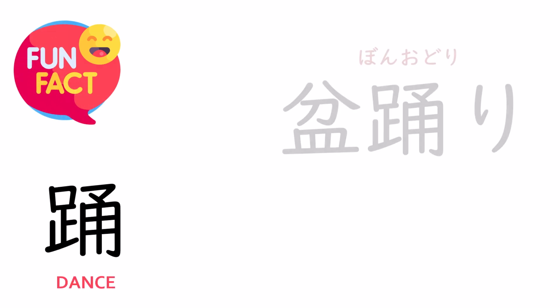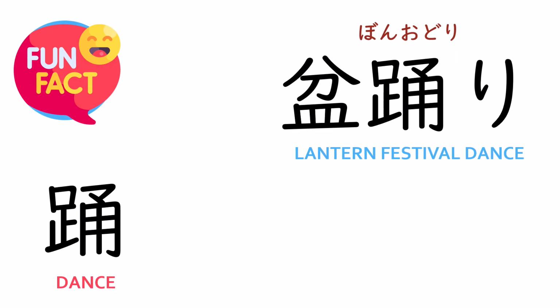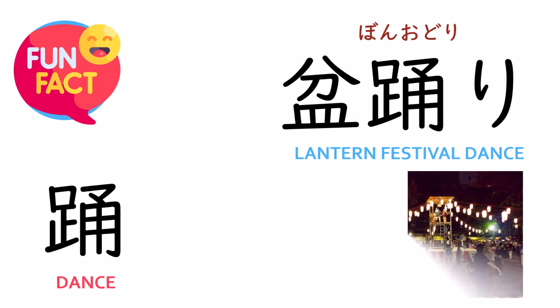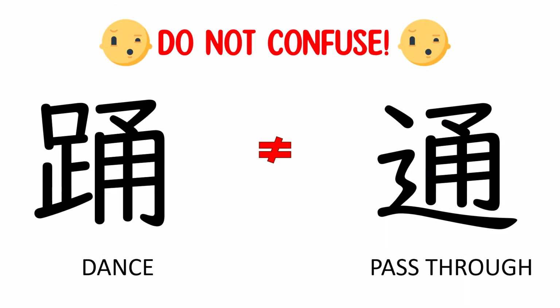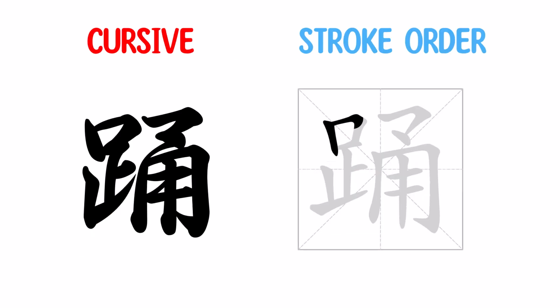Fun fact! You can observe the kanji dance in the Bonodori or Lantern Festival dance. The Bon dance is the traditional Japanese dance performed during the Obon Festival, a Buddhist holiday honoring ancestors. Do not confuse dance with pass-through. The key difference lies in the radical. Dance has a leg, while pass-through has a path. And this kanji has 14 strokes. Do you enjoy dancing? And if so, what type of music do you enjoy dancing to?